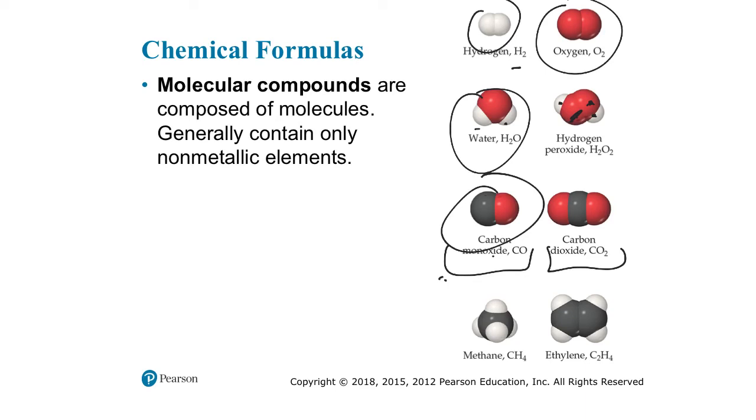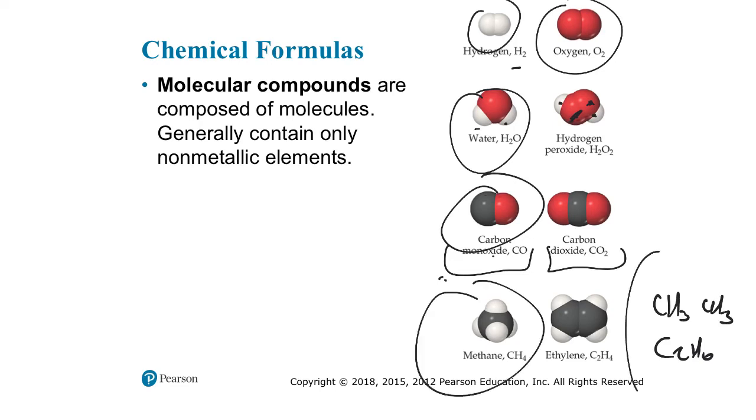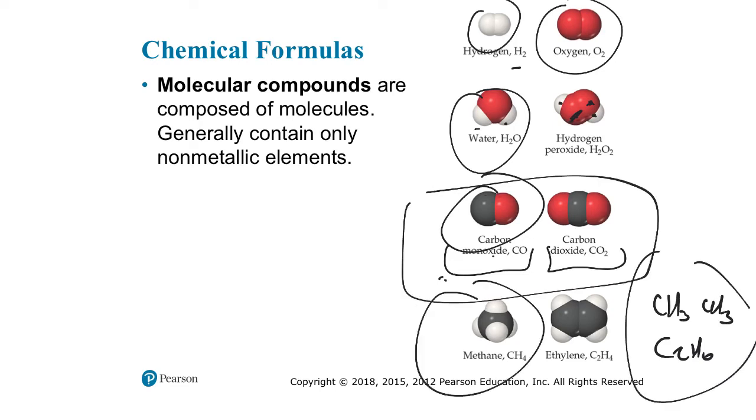We also have compounds like methane, CH4, ethylene, C2H4, and ethane, which would be C2H6. So C2H6 would be CH3, CH3. We're going to get into naming things like methane and ethane, things that we call binary compounds, like carbon dioxide. Binaries contain 2 elements in any proportion, but not 3 elements. So precisely 2 elements in any proportion is what we call a binary compound.